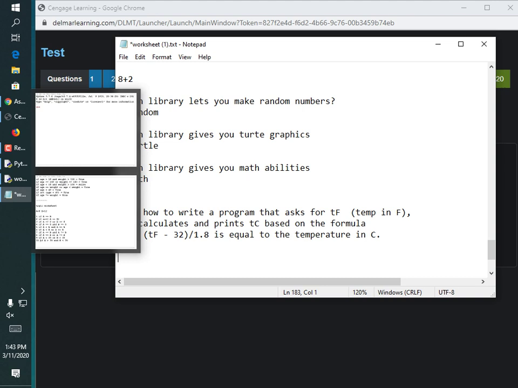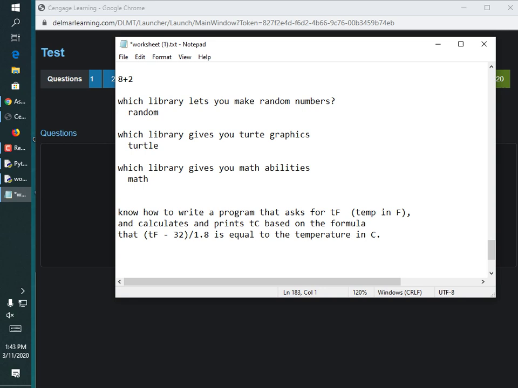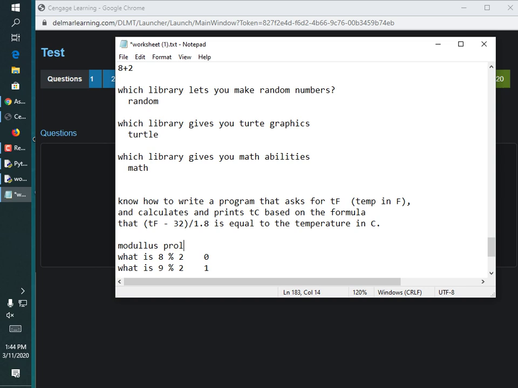Oh, I always have to ask modulus. People hate modulus, so I have to ask it. What is 8 modulus 2? That just means 2 goes into 8. Is there a remainder? No, it's an even number, so there's a remainder of 0. What is 9 modulus 2? Is there a remainder? Yeah, because it's not an even number. 2 goes into 9 4 times with a remainder of 1. So these are modulus problems. Modulus is spelled with 1 L, unlike what my keyboard thinks.